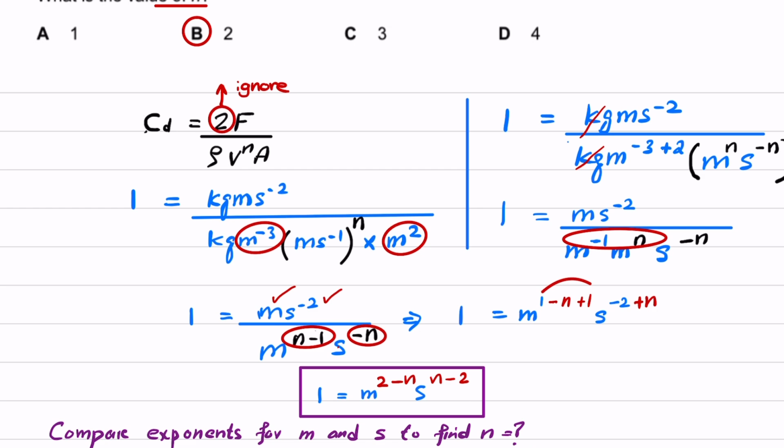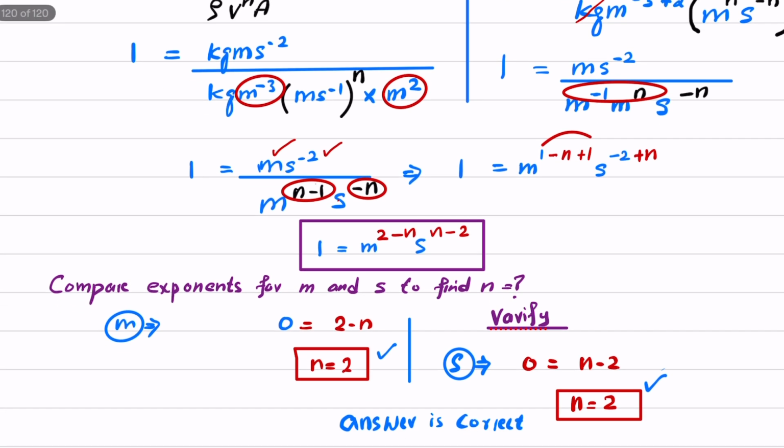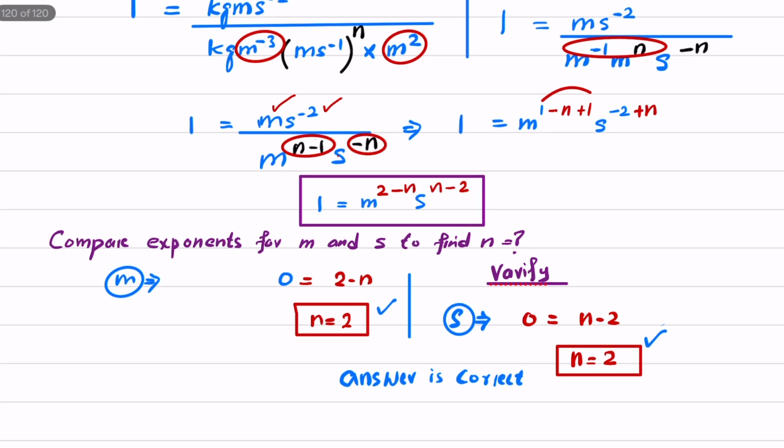And eventually, when you have the equation simplified, then you can compare the exponents for two or three quantities as you would have always. And if you have the same value for the variable like n, that means that your answer is correct.